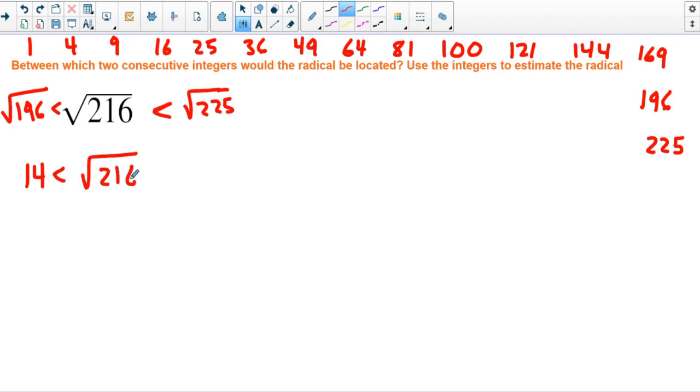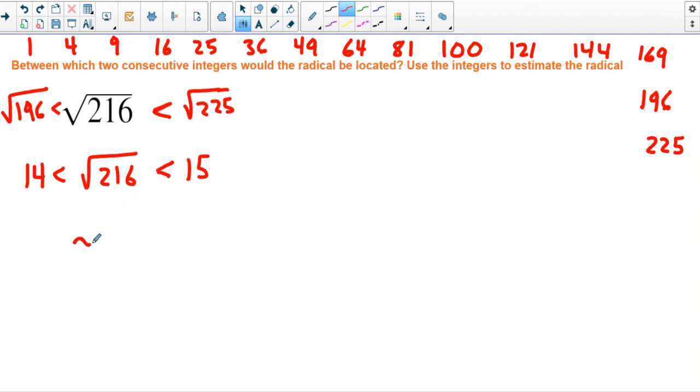Just bring the rest down. And the square root of 225 is 15. All right, so I know that when I'm estimating, this has to be in between 14 and 15. It's going to be 14 point something. So just kind of looking at where this is, it looks like it's a little bit closer to 225.